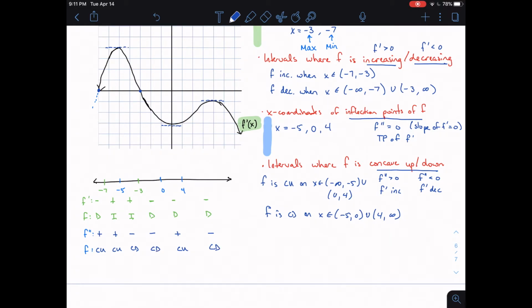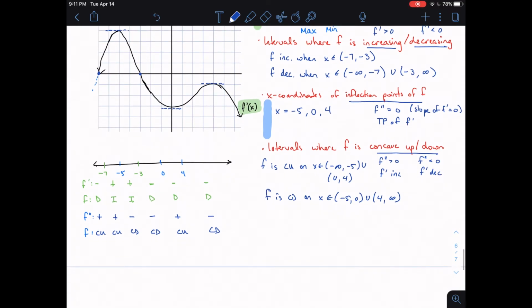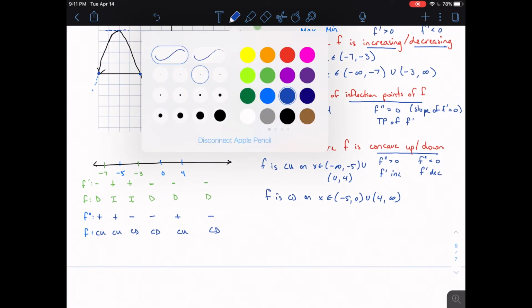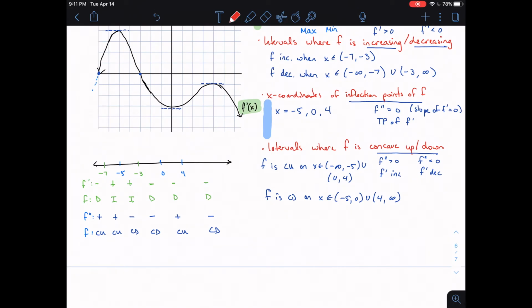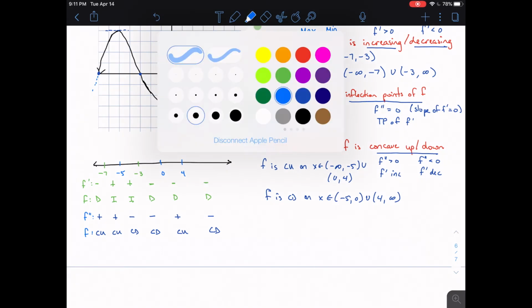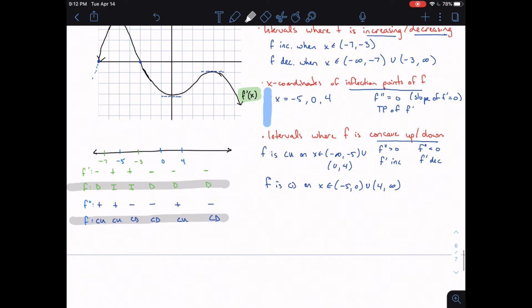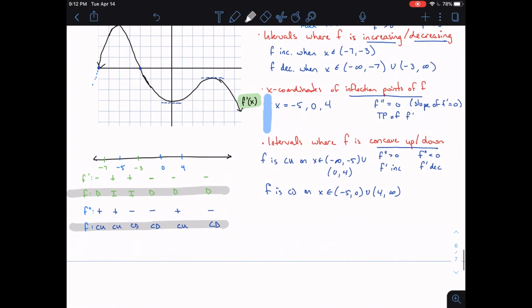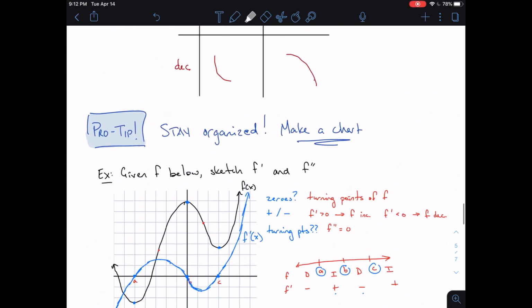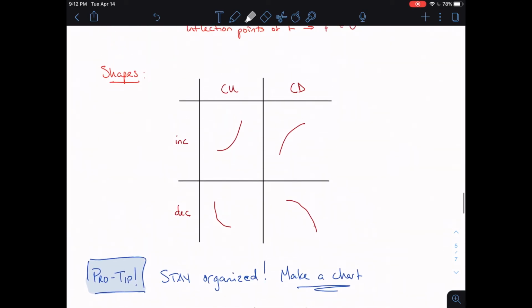Okay, well, I've got all my information now. It's nice and organized, but what does it mean? What good is this going to do for my sketch? Well, let's look at two key lines. My two function lines here. I have increasing or decreasing and concave up, concave down. Where have I seen this before? That's right. My trusty little chart here that tells me concave up or concave down.